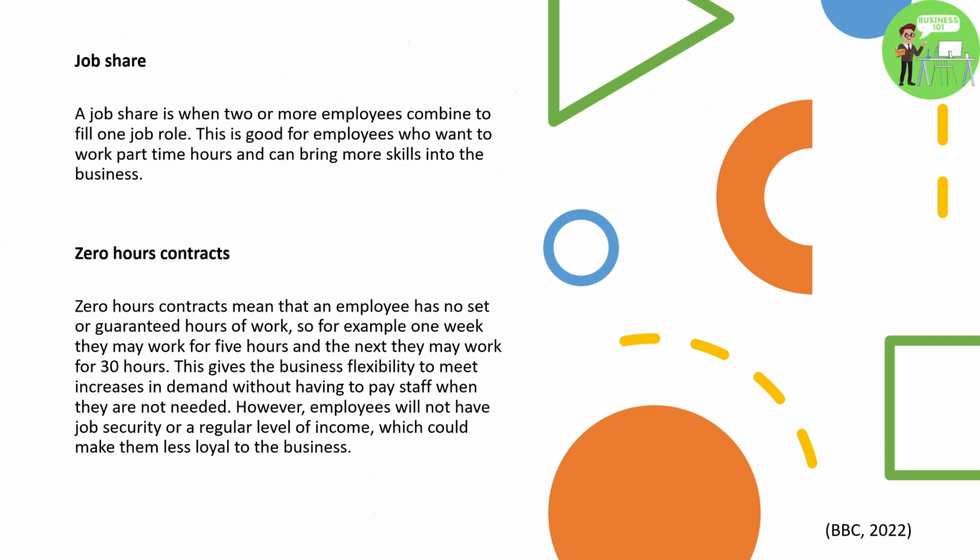And zero-hour contracts mean that an employee has no set or guaranteed hours of work. So for example, one week they may work for 5 hours and the next they may work for 30 hours. This gives the business flexibility to meet increases in demand without having to pay staff when they are not needed. However, employees will not have job security or a regular level of income, which could make them less loyal to the business.